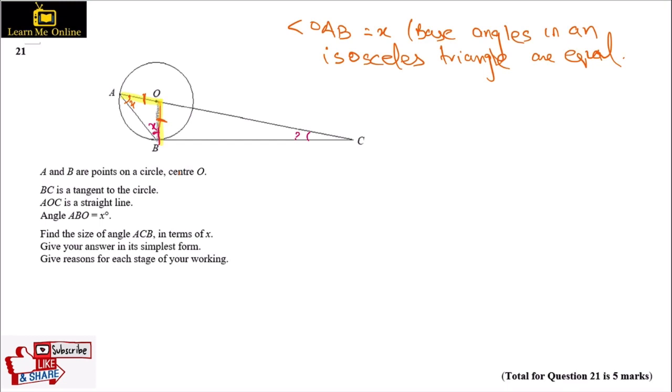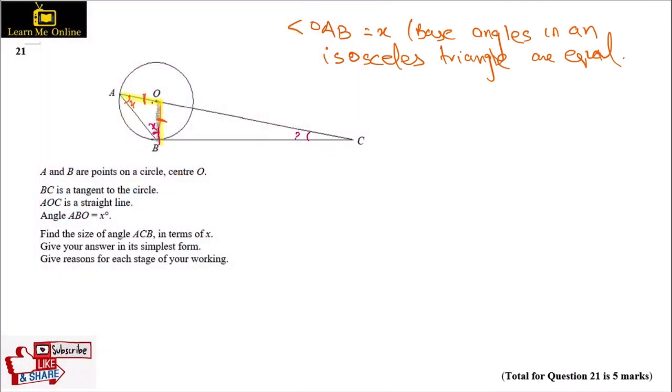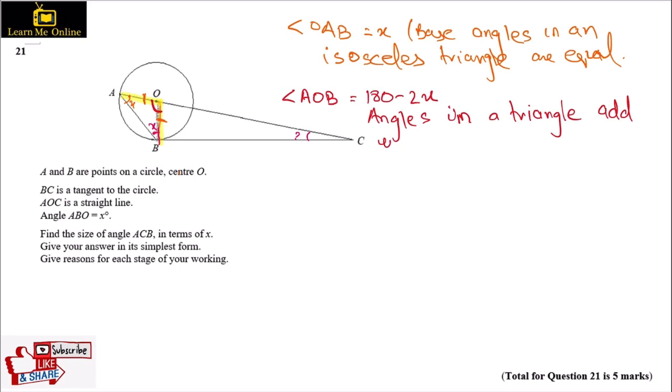Okay, the next thing we're going to do is I'm going to use another color. So the next point I'll be writing down is finding out this angle. So we say that the angle AOB is, because we know that it's a triangle, 180 minus 2x. And the reason for that, we're going to write down, is angles in a triangle add up to 180 degrees. Okay, now what else we can do is, now we can find out the size of this one. So I can write down how much is this angle.